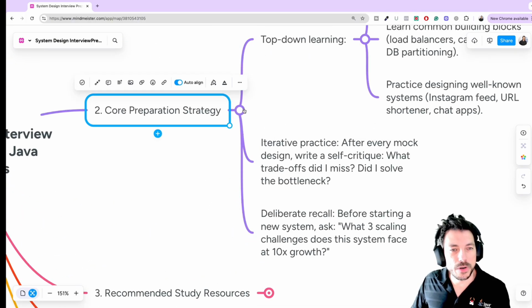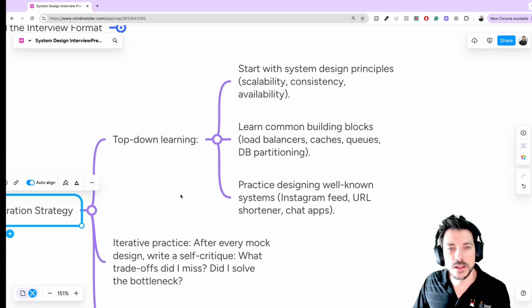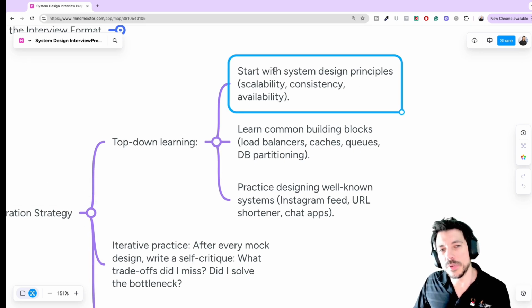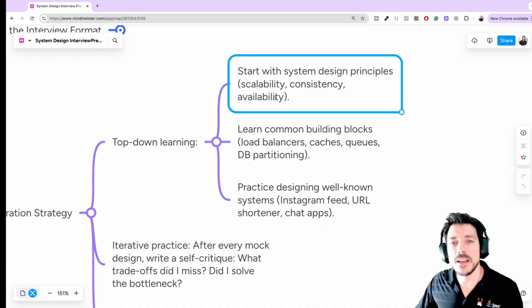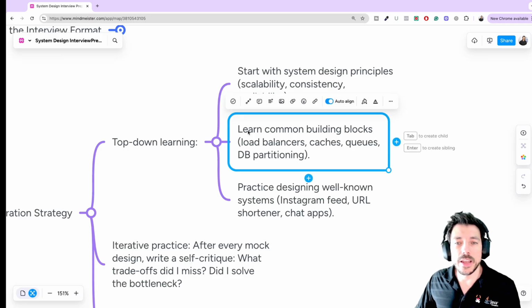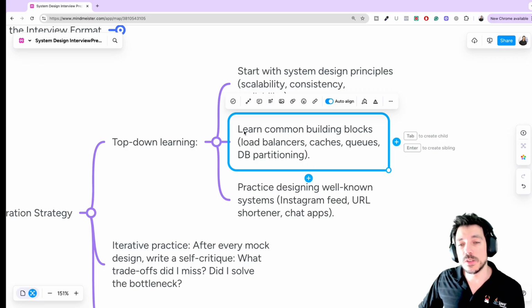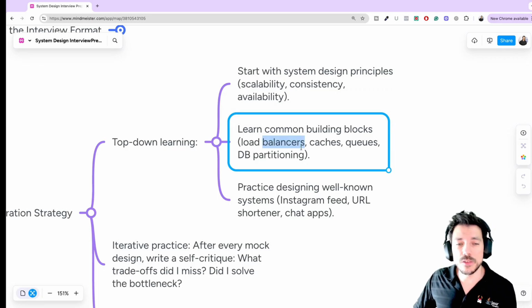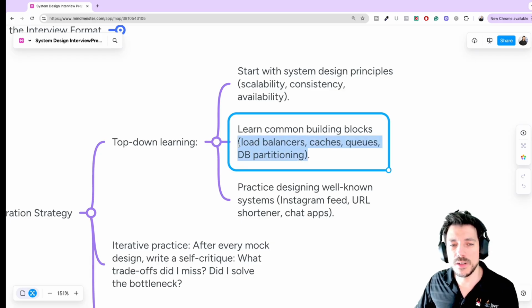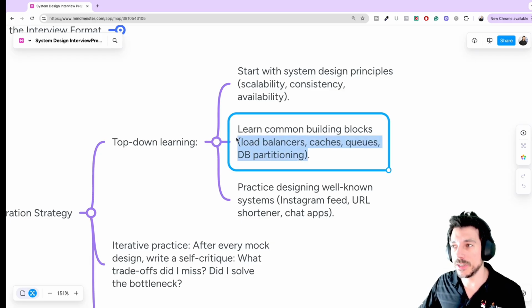And what is the core preparation strategy? So you need to learn about the principles of system design. You can start with scalability, consistency, and availability. Those are core concepts from when we are using microservices. And we need to learn about the common building blocks such as load balancers, caches, queues, DB partitioning. Almost every system design interview, you're going to be using them.